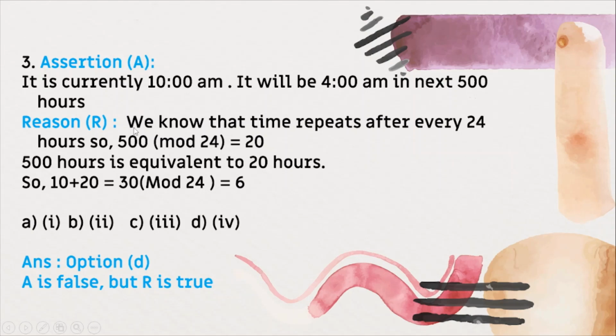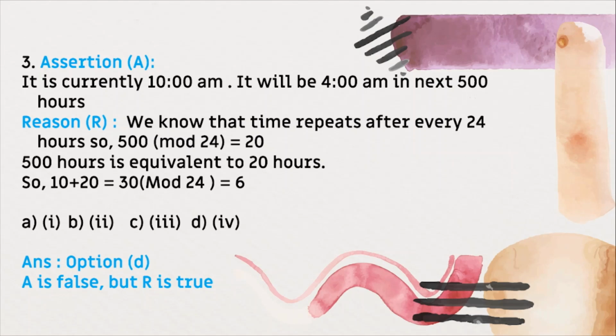Here also, first check the reason. What is given in the reason? The time repeats after 24 hours. Yes, it is correct. 500 is given, 500 mod 24. In the assertion part also 500 is given. It is not necessarily 500, but as it is given, reason also 500, assertion also 500. We can understand that the practical situation given in the assertion is solved in this reason part.